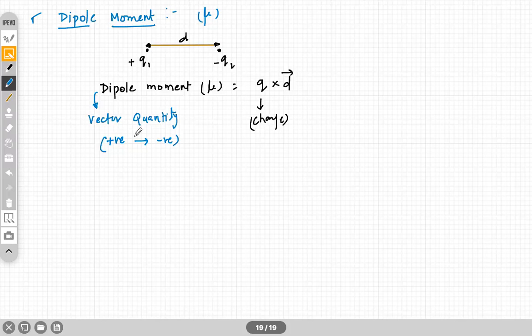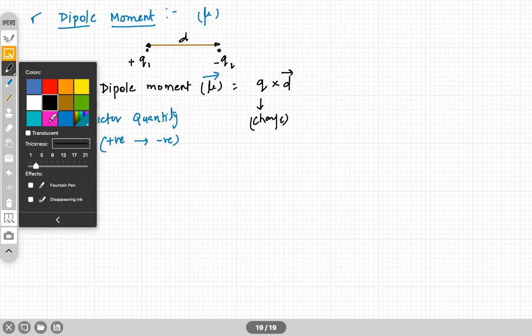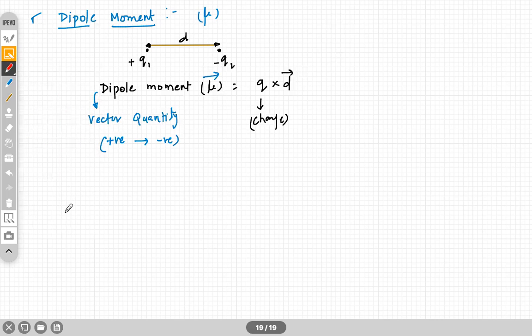Okay, so it is a vector quantity, positive to negative, q times d we define it as. So vector quantity is this. Okay, so in a molecule, suppose we have HCl. This concept we'll use in organic chemistry also when we talk about polar and non-polar solvent.